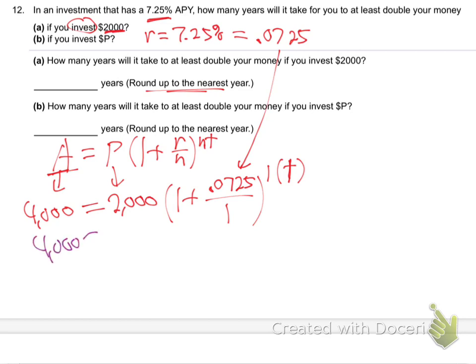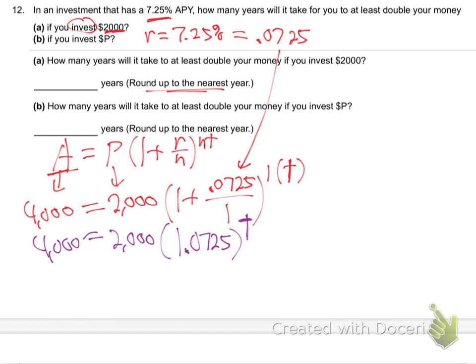So 4,000 equals 2,000 times... let me simplify this right side. This is just going to be 1.0725 to the T, since T times 1 is just T. Are we good there? You could solve it, but I'm not going to do that. I'm going to guess.